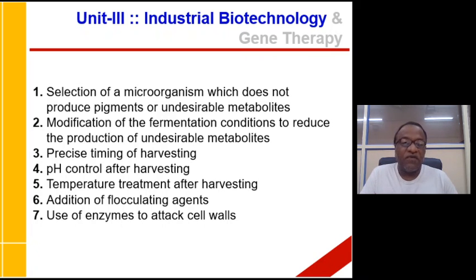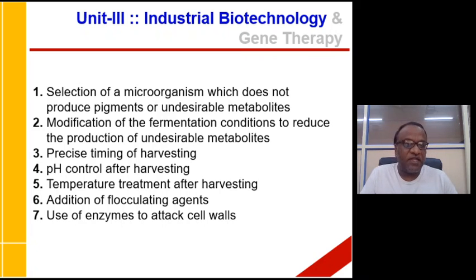So, what are those simpler techniques which help to obtain the product? Number 1, selection of a microorganism which does not produce pigments or undesirable metabolites. The first and foremost factor to be remembered is the choice of the microorganism or the biological source. The selection should be such that it does not produce any pigments, because you may not be interested in pigment production, or undesirable metabolites. You should choose a microorganism or a cell population wherein you can expect a large quantity of the product with no pigment production or undesirable metabolites.